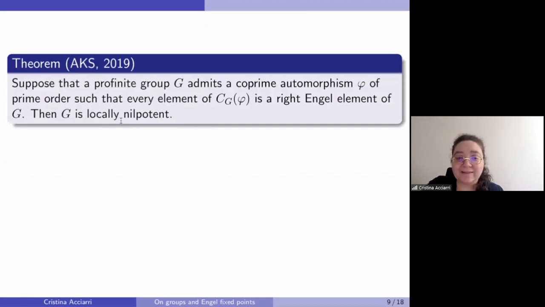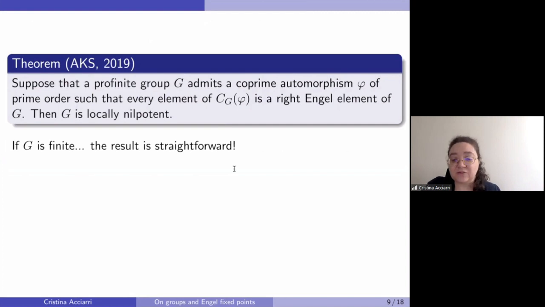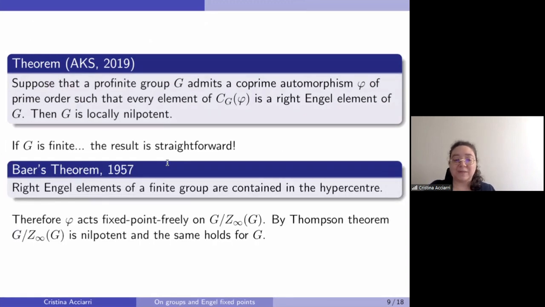I will just restate the result here because I'm going to comment on it. Imagine that your G is finite. Probably Pavel already mentioned this fact in his talk, but I want to repeat it since it makes sense at this moment. The result is straightforward in this case. Why? Because we have this Baer theorem saying that right Engel elements of a finite group are contained in the hypercenter. The hypercenter is just the union of all the terms of the upper central series, so you're just checking the point where this series stabilizes.